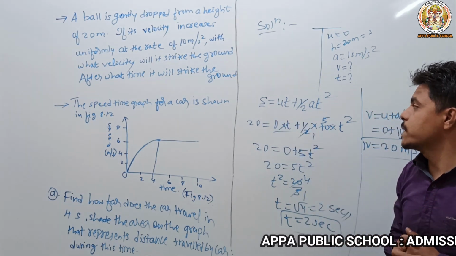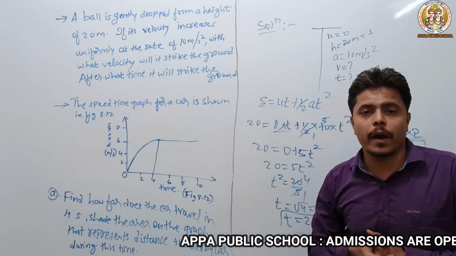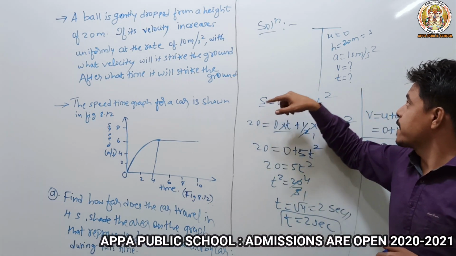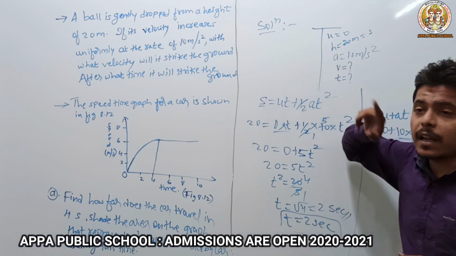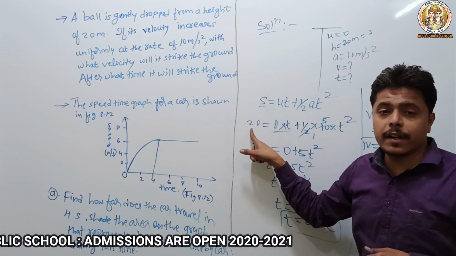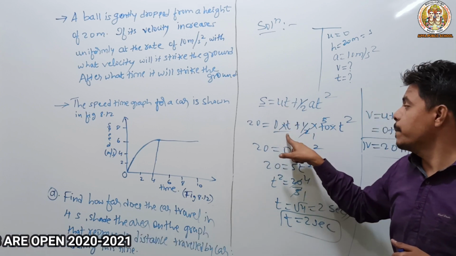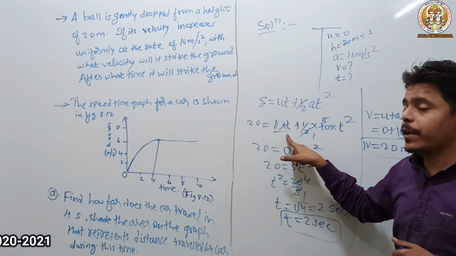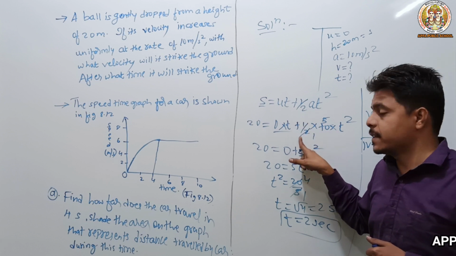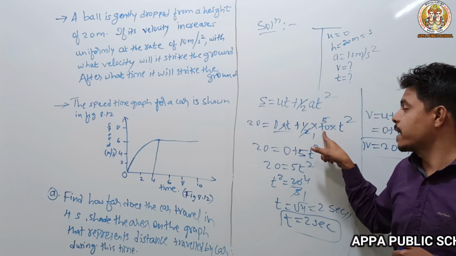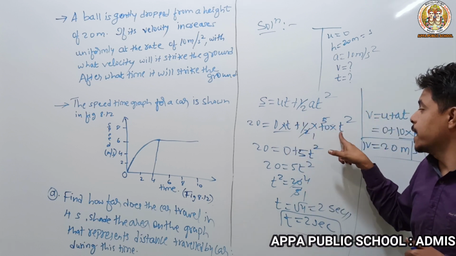So we are going to use the s is equal to ut plus half at square formula. S is nothing but height, so instead of s I have written 20 there. In ut, u is 0, and time is as it is, we have written t there. Half as it is, into a, acceleration, 10, and t as it is.